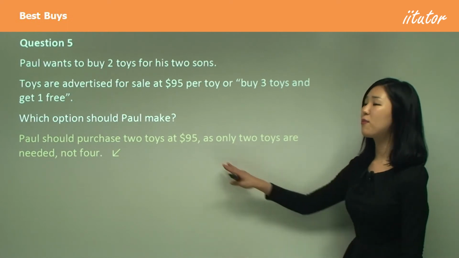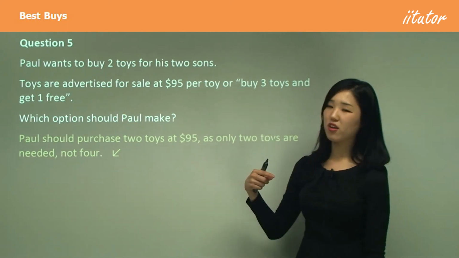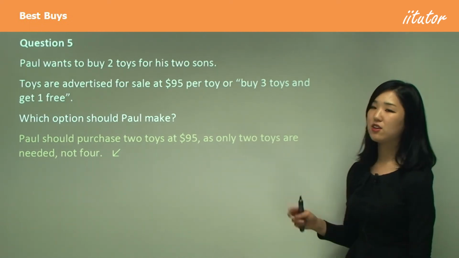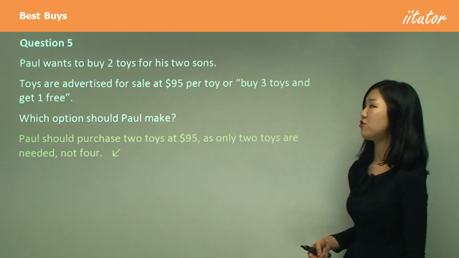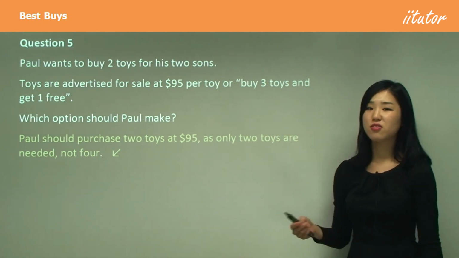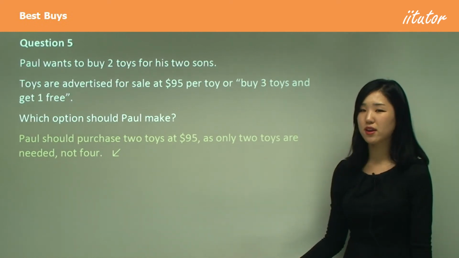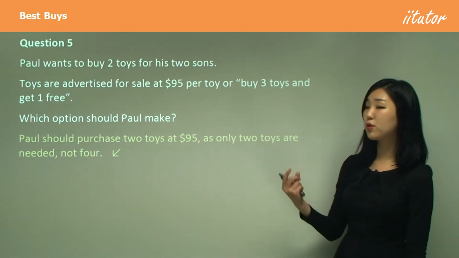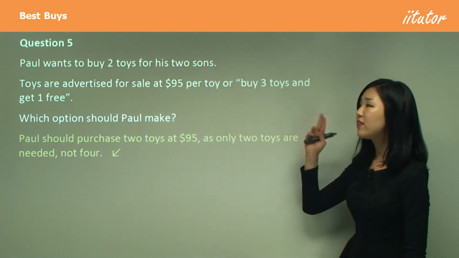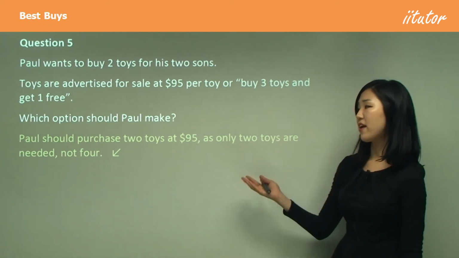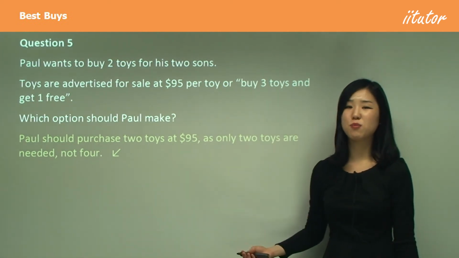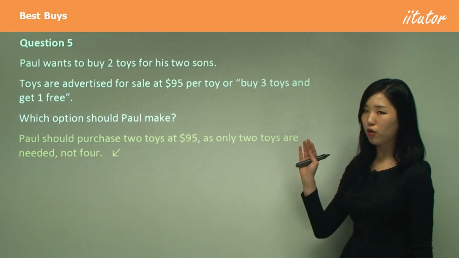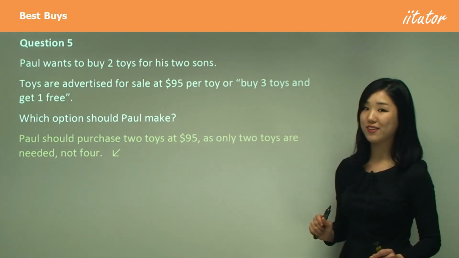Well, I'm going to say that Paul should purchase 2 toys at $95 per toy because only 2 toys are needed. We don't need 4 toys. He only has 2 children probably. Well, it says 2 sons. If he buys 4, it's a bit of a waste of money, although the cost per toy would be cheaper. So the cost per toy could be cheaper, but because he only strictly needs 2 toys, just buying 2 toys at the cost of $95 each would be just cheaper overall. So that's the idea here, guys. So don't go ahead and do what we did in the previous 2 questions.